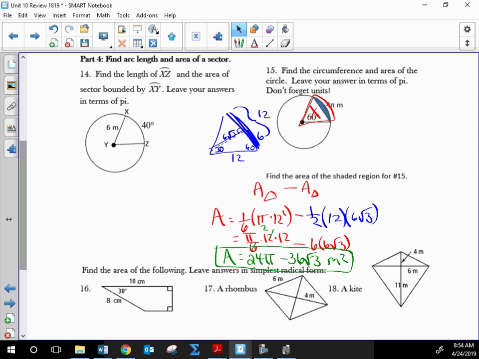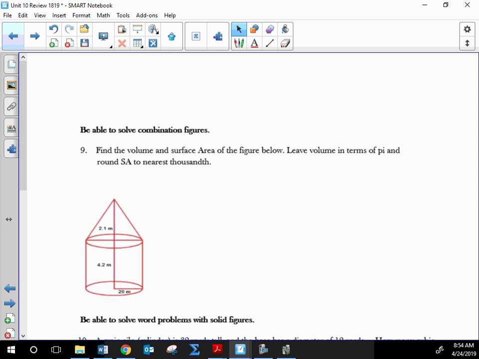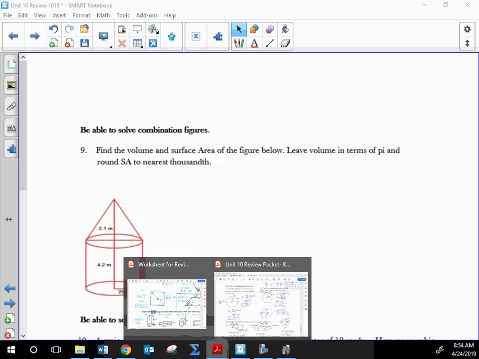Let's go and go back to 9. Okay, find the volume and surface area of this figure. So we've got that combination figure.